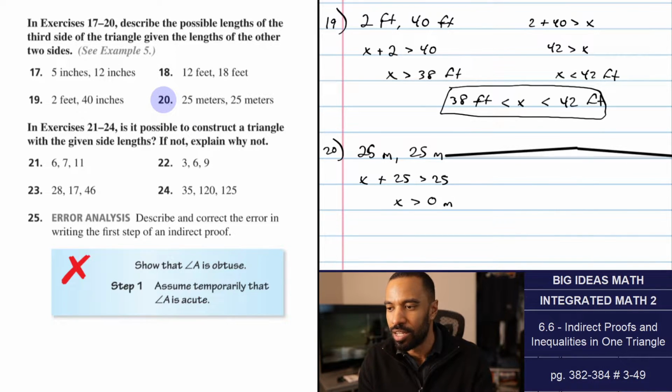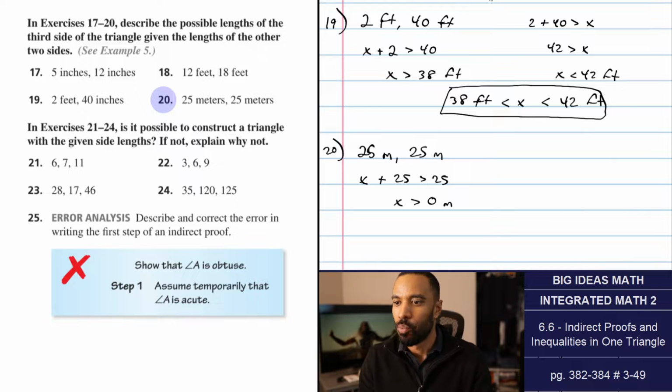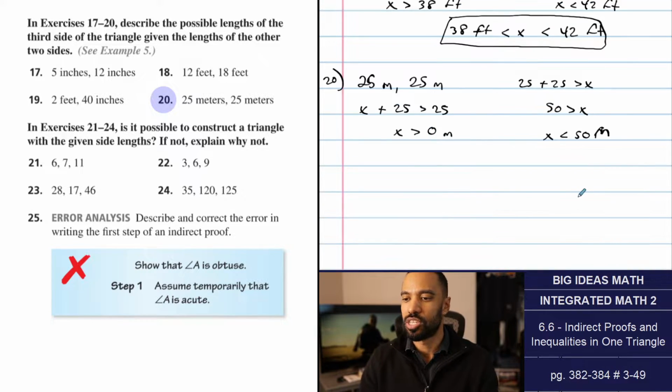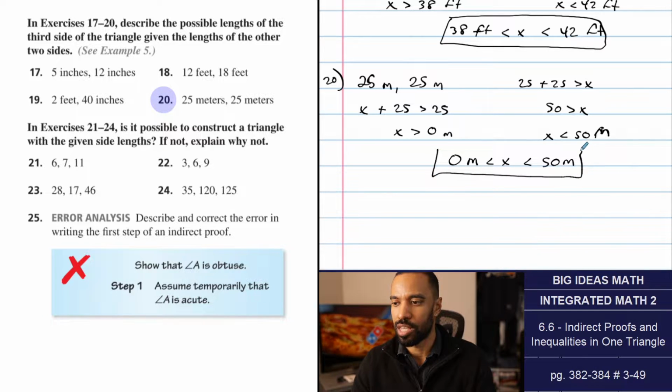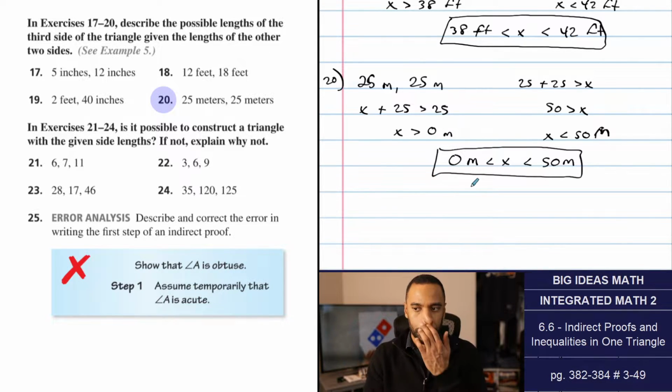x can be this very long thing, but how long can it get? Well, 25 plus 25 being greater than x, which must be true, 50. X has to be less than 50 feet. Oh, meters, excuse me, in this case. Sorry if I was saying feet. So x is anywhere between 0 and 50 meters, and we are golden. It can even be 25 meters, like the other one. It can make an equilateral triangle.